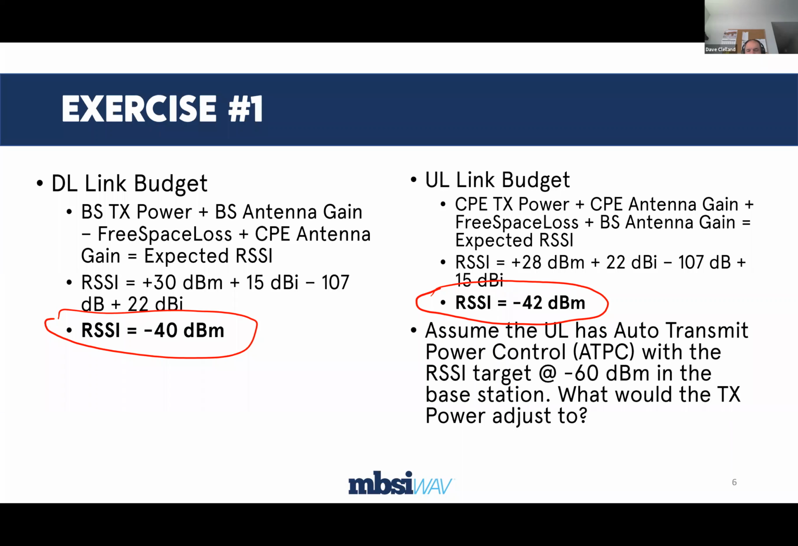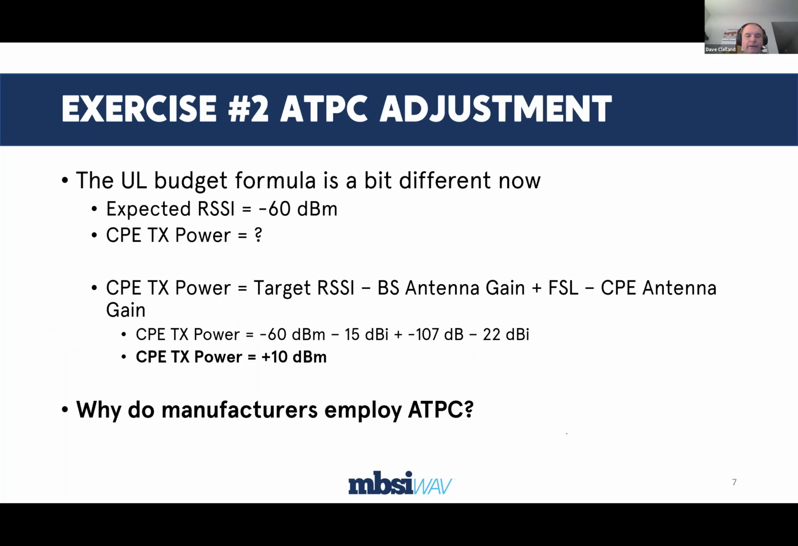Now, I want to talk about automatic transmit power control in the uplink as we're going to go through this here. Let's make the assumption for our next little calculation here that the uplink automatic transmit power control has a target RSSI of minus 60 dBm in the base station. What would you adjust the power on the CPE to?